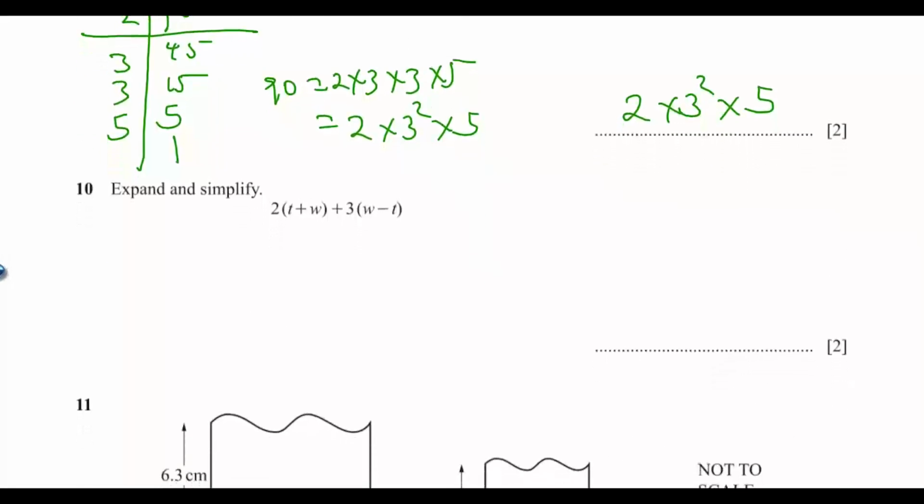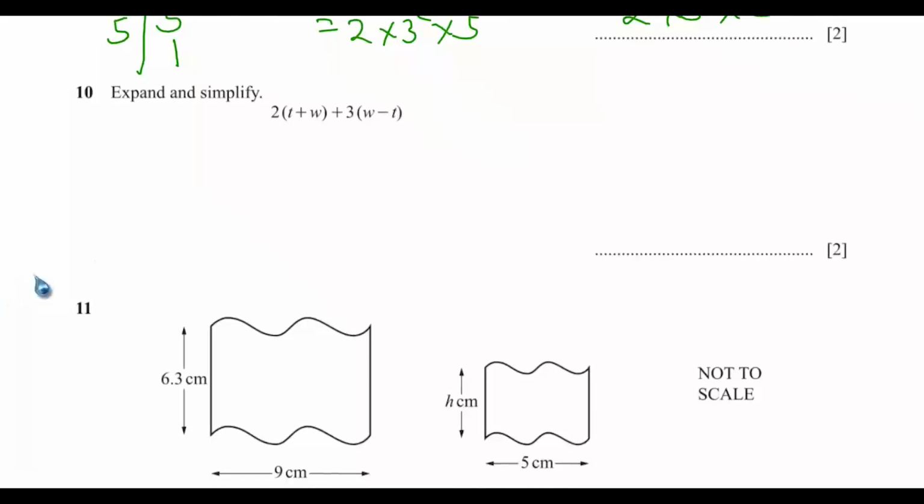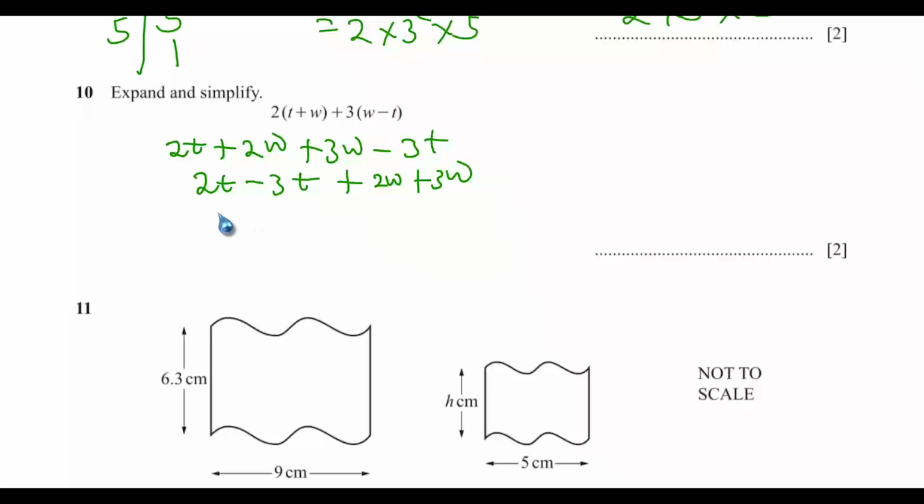So number 10, expand and simplify this. So 2 by t, that will be 2t, then plus 2w plus 3w minus 3t. Then if you rearrange, this will be 2t minus 3t plus 2w plus 3w. So this will give you minus t plus 5w, which is the same thing as 5w minus t. So that will be our final answer, 5w minus t.